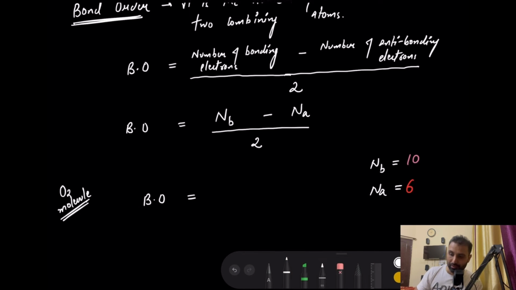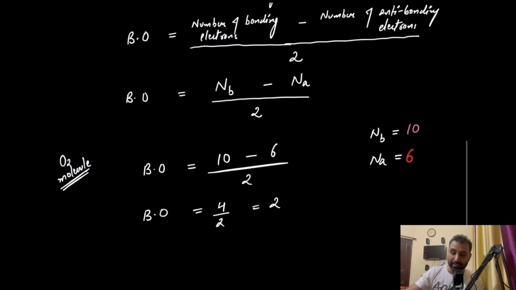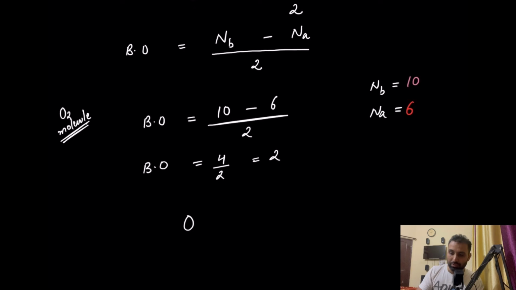Now I am putting these values in the formula. Bonding electrons are 10 in number. Anti-bonding electrons are 6 in number, divided by 2. I got my bond order to be 10 minus 6, 4 upon 2. It comes out to be 2. So the bond order for O2 molecule is 2, and it signifies that 2 oxygen atoms will have 2 bonds in between them. So that's all about bond order.